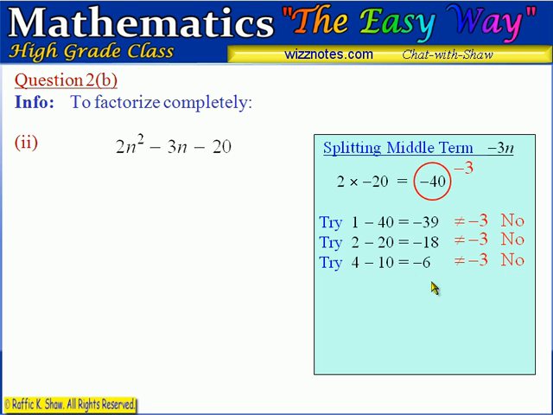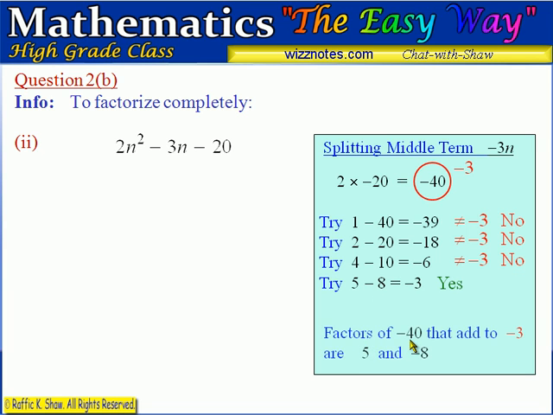So we go down to 5. 5 and what? 5 and negative 8. 5 and negative 8 are factors of negative 40, and when you add 5 and negative 8, the result is negative 3. So yes, that's what we are looking for. Factors of negative 40 that add to negative 3 are 5 and negative 8, and therefore we are going to split this negative 3n into 5n minus 8n.